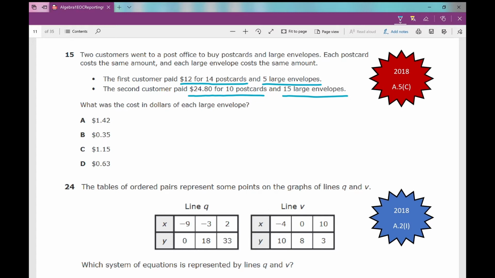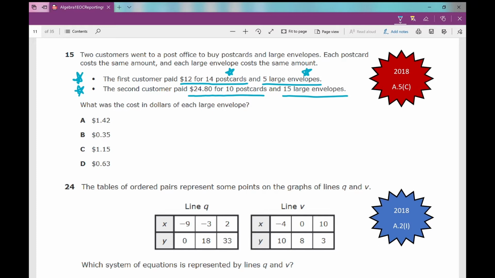Whenever you're given a word problem, you've got to do your labels. This is going to be a system of equations because I've got a lot going on and I'm talking about 2 different things. A lot of students don't know when to have a system of equations or just one equation. Well, if I'm talking about postcards and envelopes, I'm talking about 2 different things. That's a really good clue that we're going to have a system of equations.